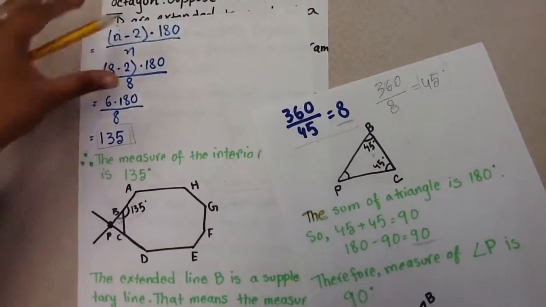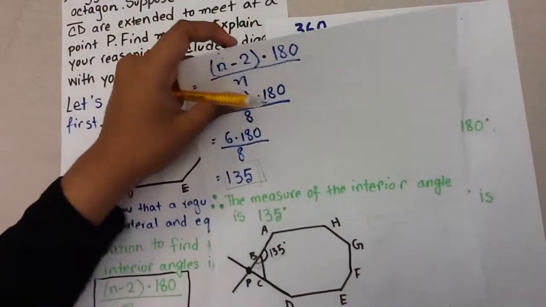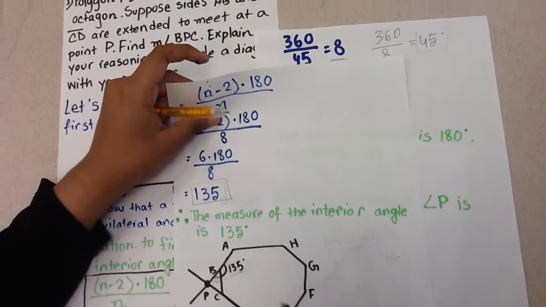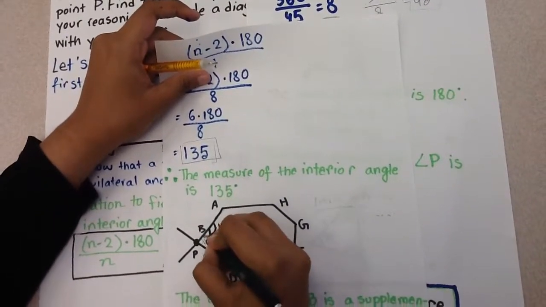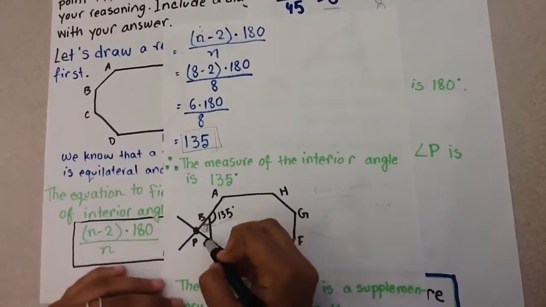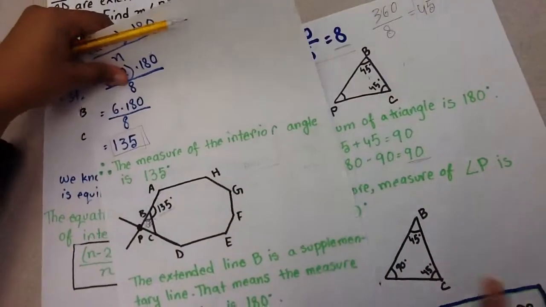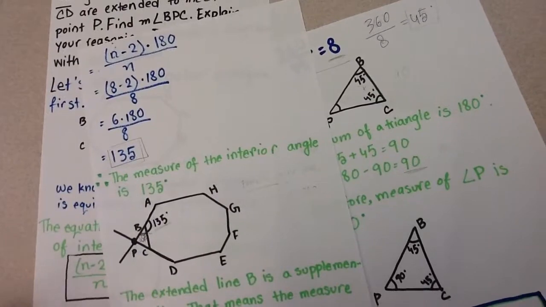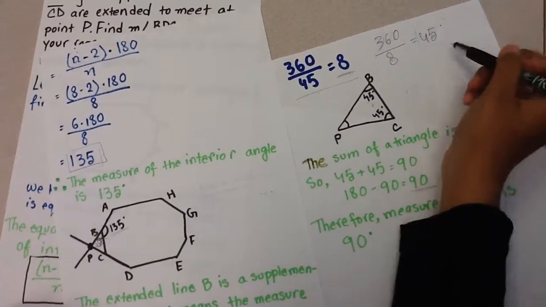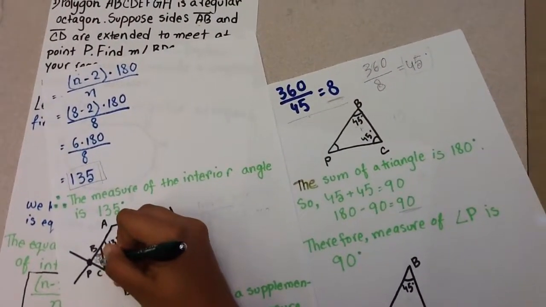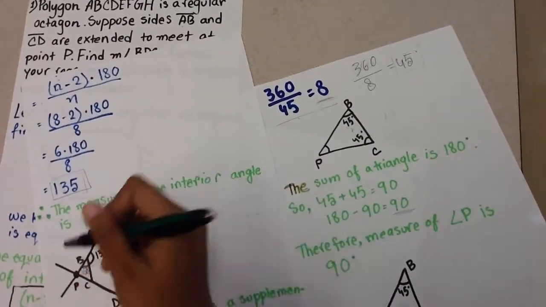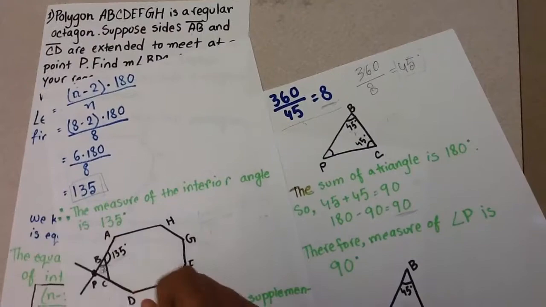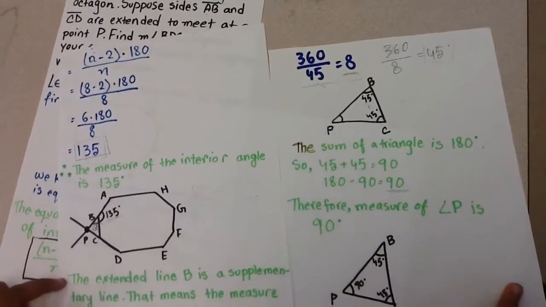And so that means the interior angle for B is 135, and the exterior angle is 45 degrees. Sorry, it's not clear, but I'll try it again over here. And another way, if you want to make sure, you can just do the opposite. So 45 degrees is the measure of the exterior angle, so 360 over 45 equals 8, which proves the fact that there are 8 sides in this polygon.